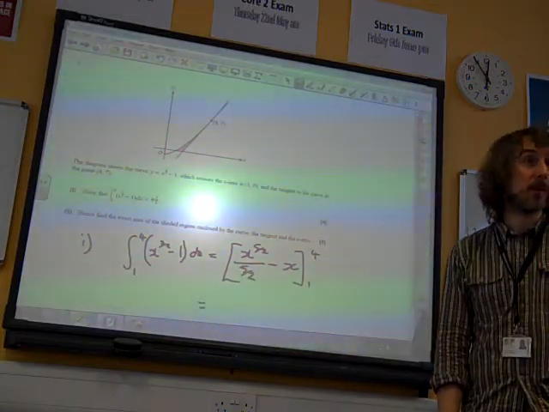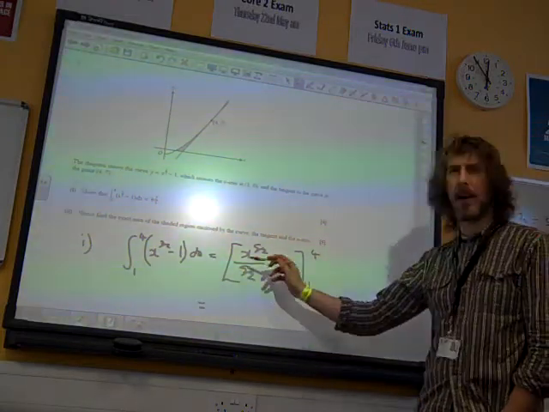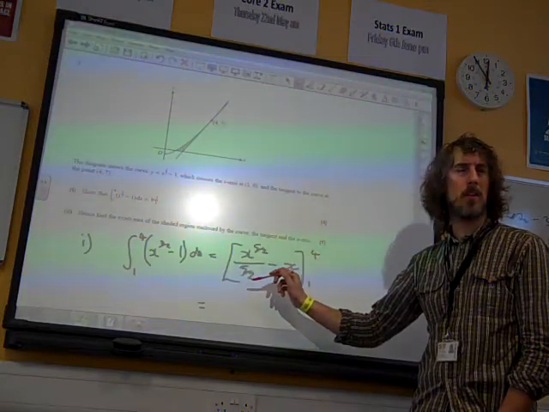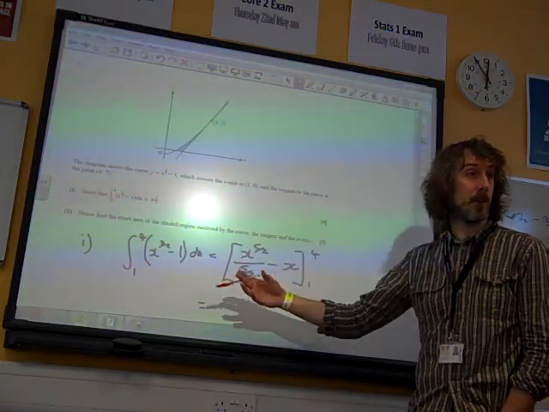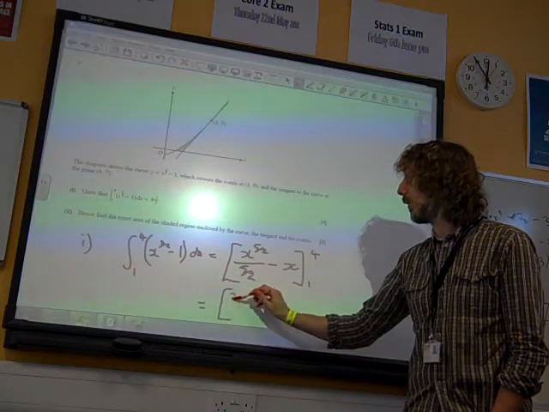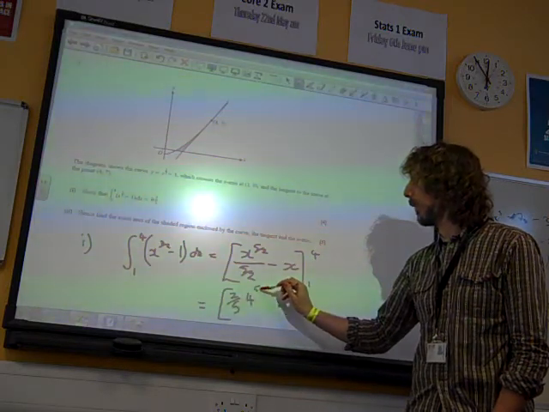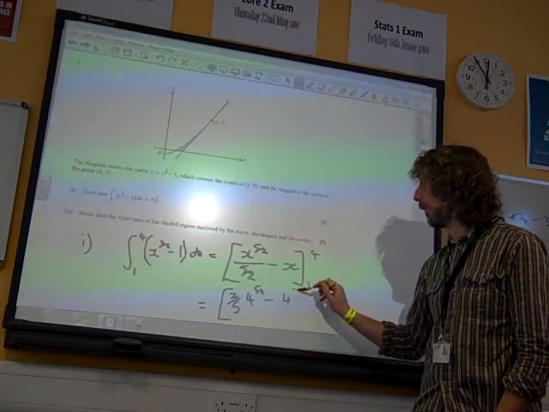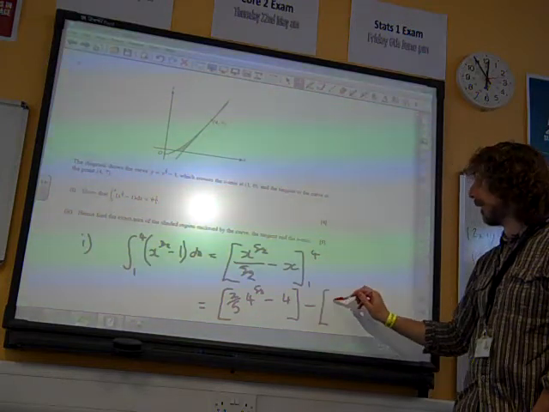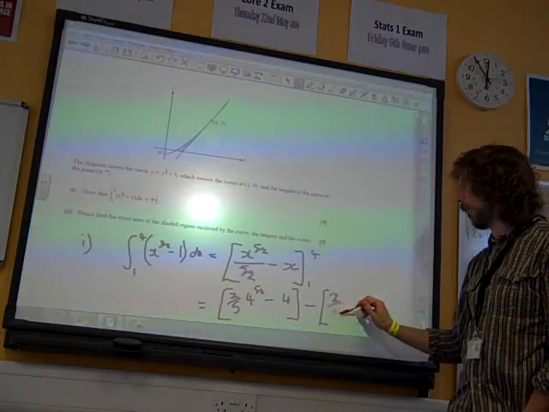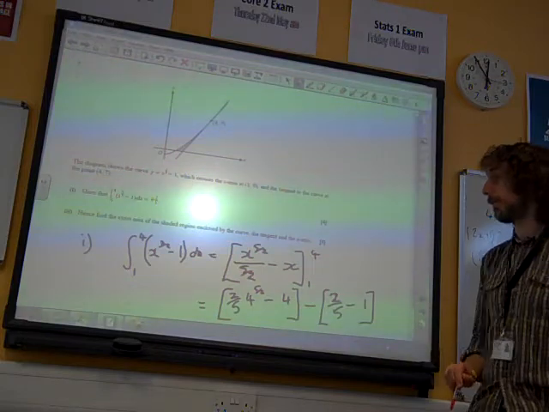So you don't put the constant of integration in if you're doing it between limits. We now sub the values in. Now this, we're dividing by 5 over 2, so that's the same as multiplying by 2/5, isn't it? So that is 2/5 of 4 to the power of 5 over 2, take away 4, and we're taking away 2/5 of 1, take away 1.